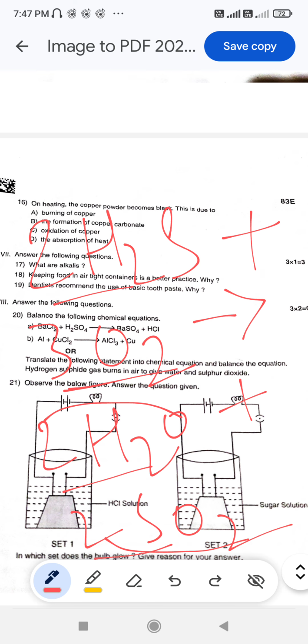This is the balancing for the 20th question. Hydrogen sulfide reacts with oxygen, burning in the presence of air, and it produces water molecules and sulfur dioxide.